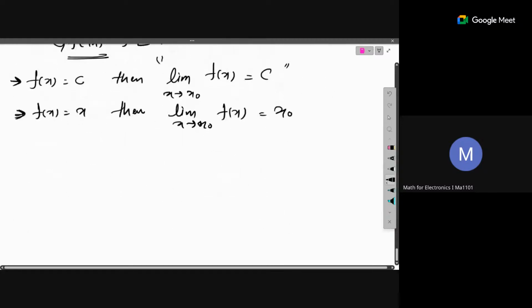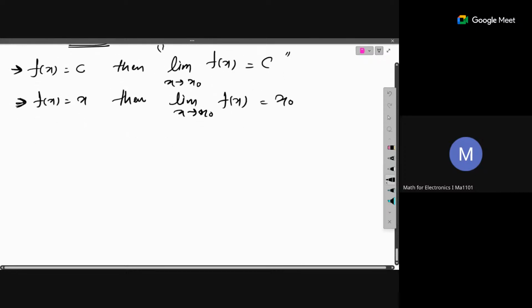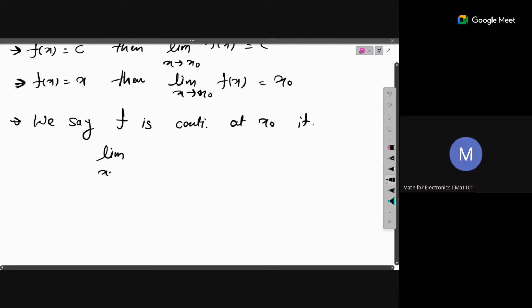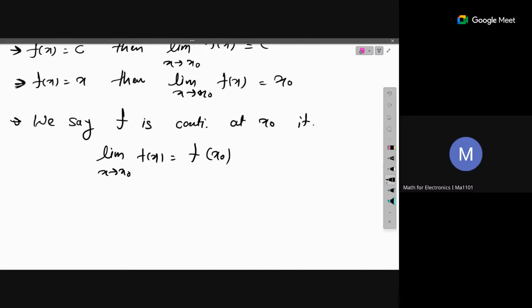Now let's try to figure out some rules of the limit of a function, and what is continuity. We say f is continuous at x naught if the limit as x goes to x naught of f of x is equal to the value of the function f of x naught. Then we say it is continuous at x naught. So continuity is nothing but again a particular type of limit, you can say.